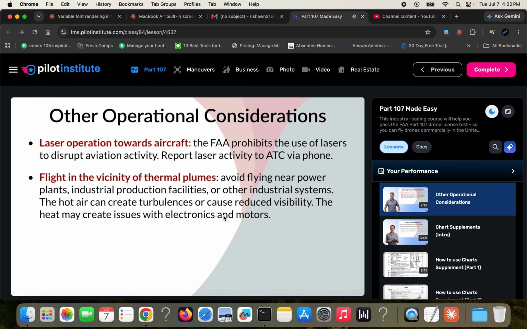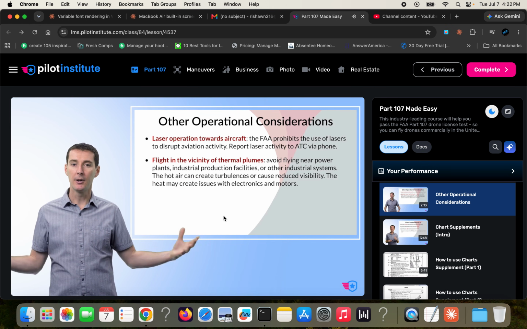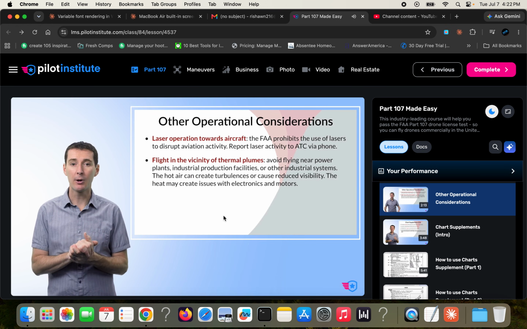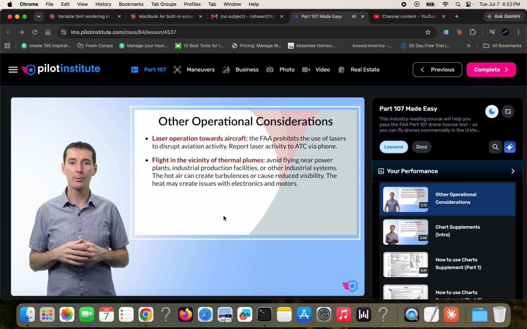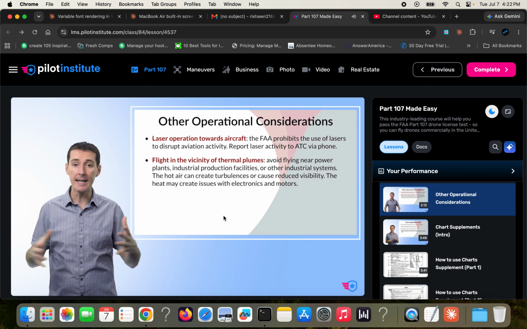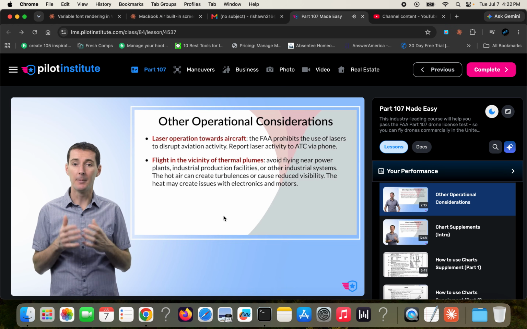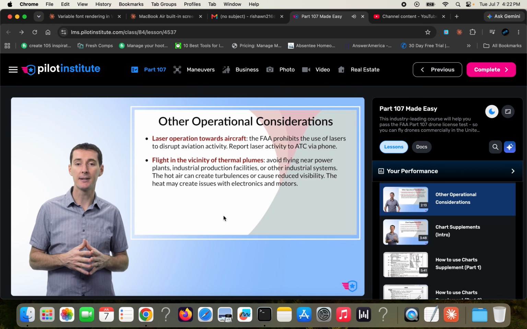Something else that you may want to consider, and I know this is pretty specific, is flying in the vicinity of a thermal plume. What I mean by this is if you're going to be doing an inspection, for example, of a power plant or any kind of industrial production or industrial system, then there's going to be hot air, and that hot air is going to create turbulence, and that could actually reduce the visibility. It can do a lot of things. The heat created by this can actually mess with your electronics and create a failure. So this is something that you need to be paying attention to.